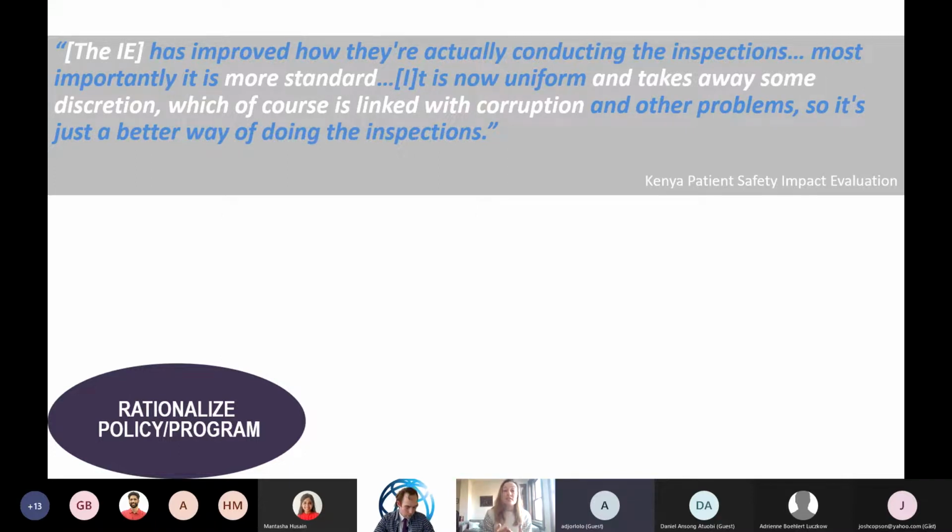It is uniform, and it takes away discretion, which of course is linked with corruption in the case of this specific project. So it's a better way of doing inspections. So when we asked them, okay, how did working with an impact evaluation help you set up your program? The government in Kenya said, well, actually from the beginning, we realized that what we wanted to do was improve the way health facilities worked.